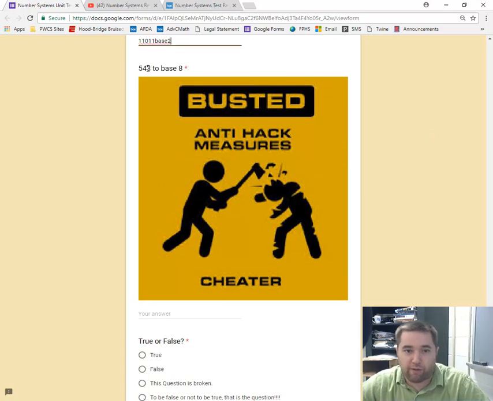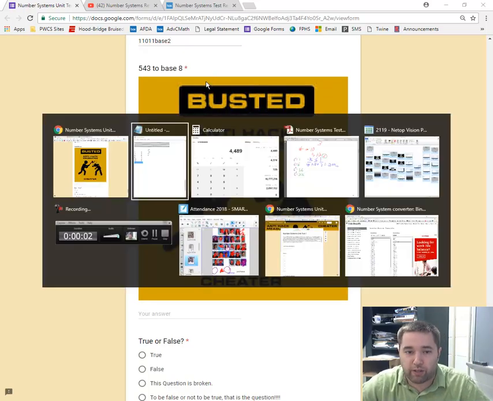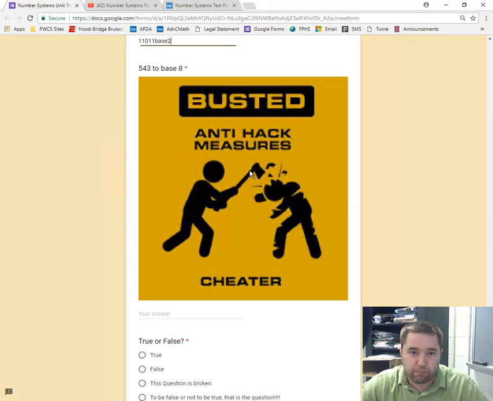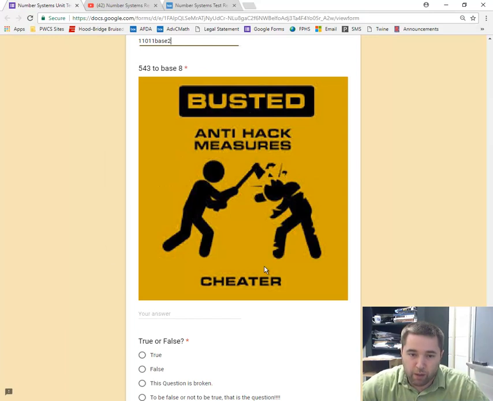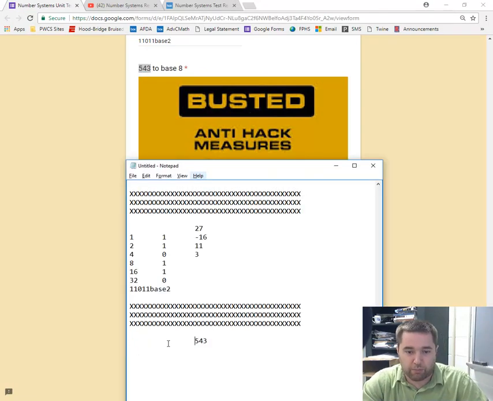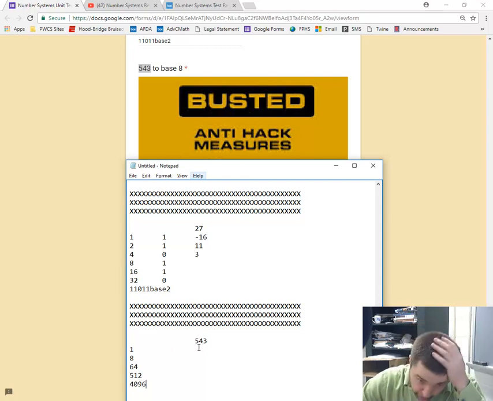Copy pasta. Next one, 543 to base 8. Should look familiar because it's smack dab. 543 base 8. Boom, done. 1037 base 8. But let's go over it anyways. 543 decimal in base 8 means 1864. 512. Is that correct? Yeah. 512. And the next one's like 4,000. 4,096, I think it is. But we don't need to do that because this is very close to 512 and not times 8.